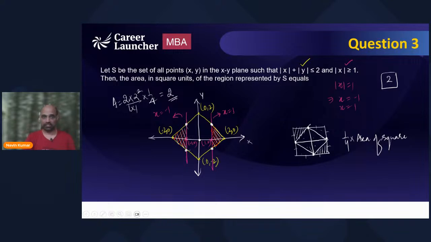So we will save some time if we understand the geometric construction, how symmetrical it is, and how we can break it down into parts.